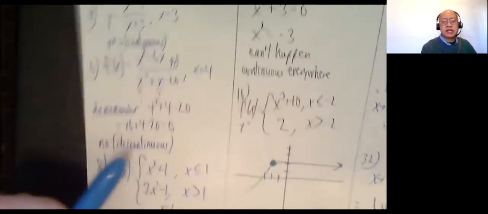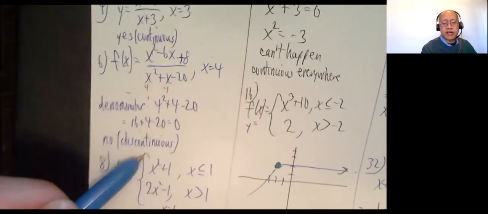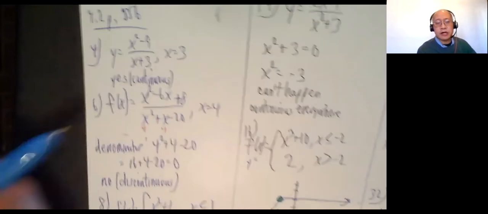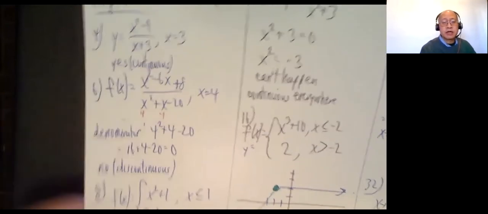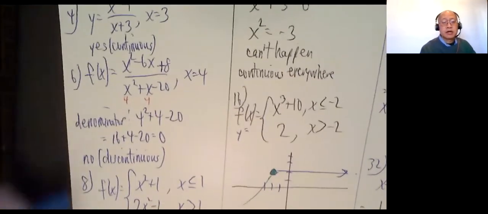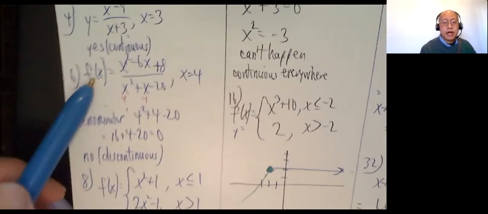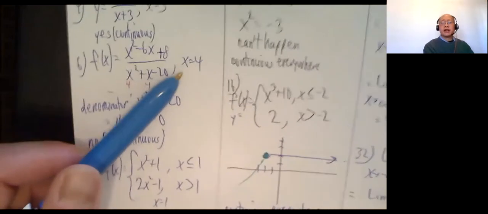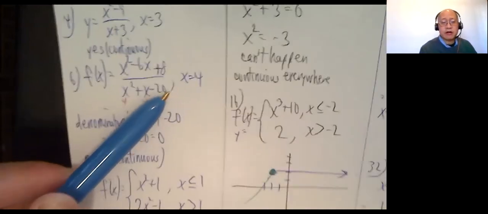Again, for continuous and discontinuous on the homework, if you want to abbreviate C and D, that's okay by me, if we know that's what we're talking about. So that's going to be continuous. Okay, how about 6? F of x equals blah, blah, blah. They tell me x equals 4. So just plug it in and see if the function is defined or not.